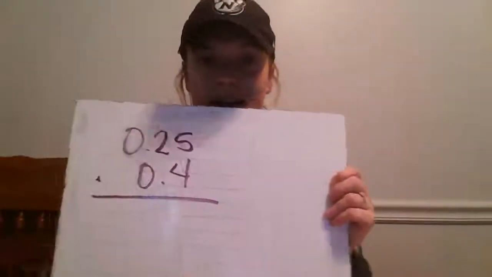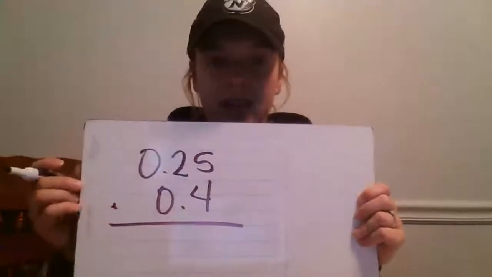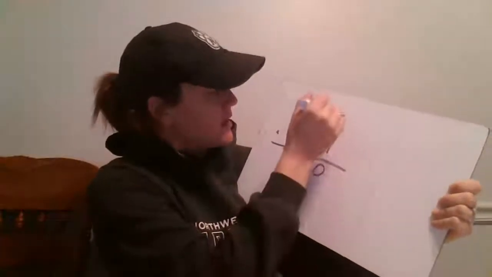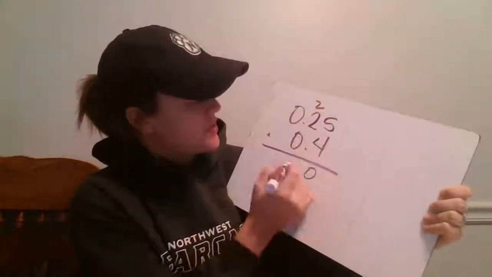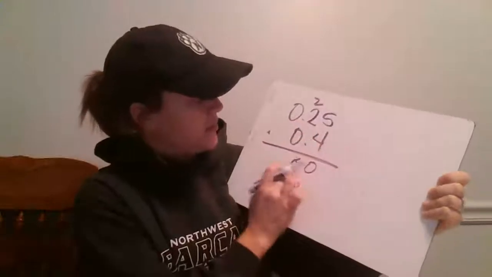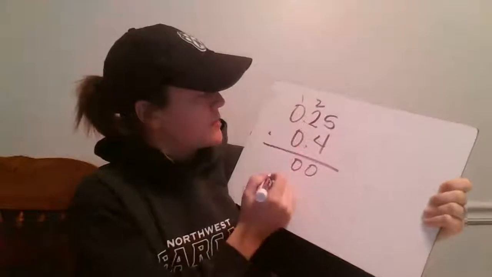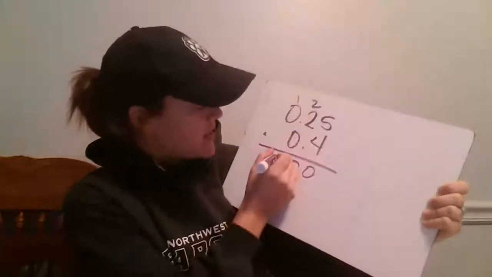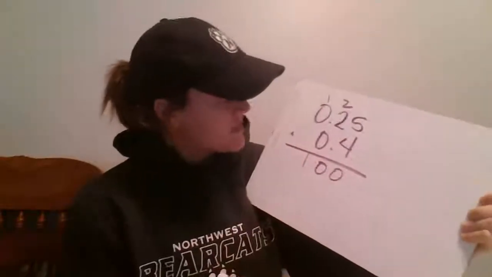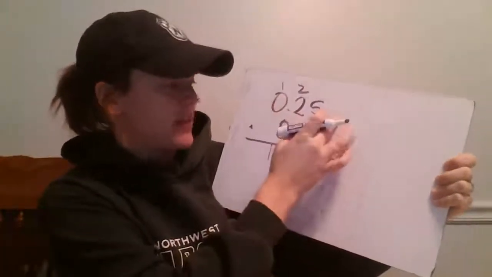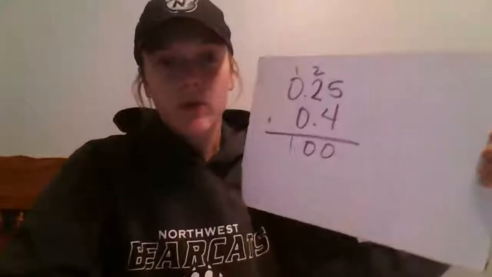0.4. Okay, as you can see, the decimal points do not have to be lined up. They just have to be in there. Okay, so we're going to go ahead and multiply this. So 4 times 5 is 20. My 2, 4 times 2 is 8. Oh, plus 2 is 10. 4 times 0 is 0. Plus 1 is 1.